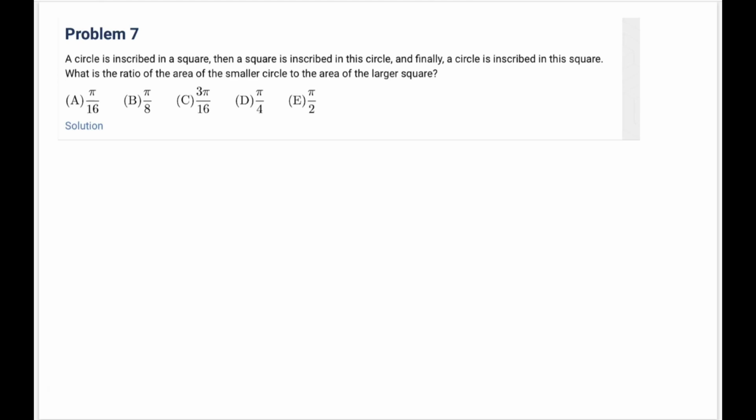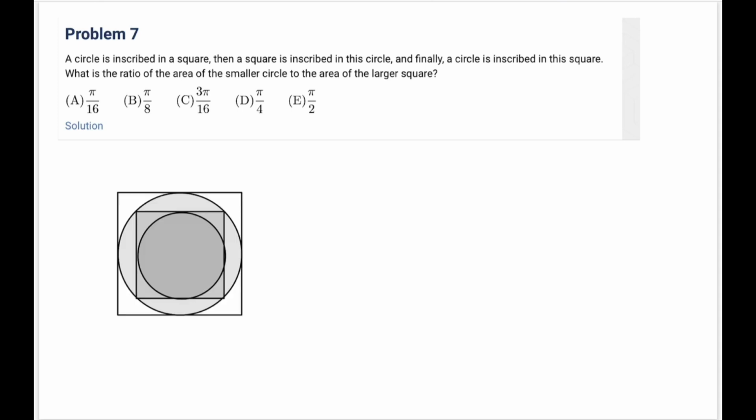Then a square is inscribed in the circle, and finally a circle is inscribed in the square. What is the ratio of the area of the smaller circle to the area of the larger circle? Okay, so we have this circle, and so what is the ratio of the area of the smaller circle to the area of the larger circle?